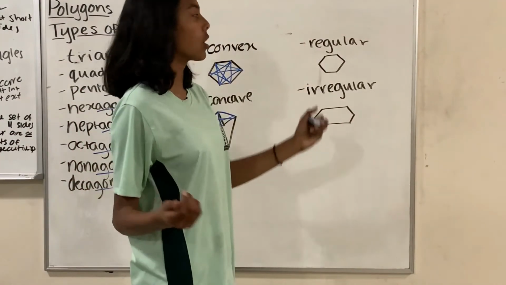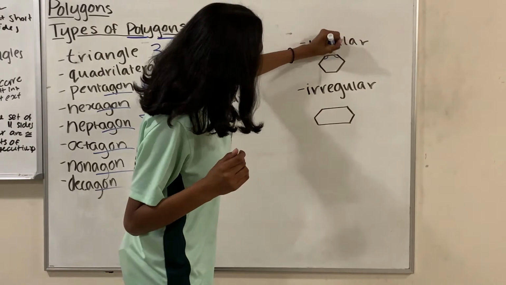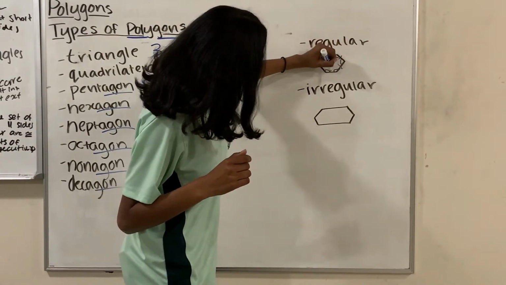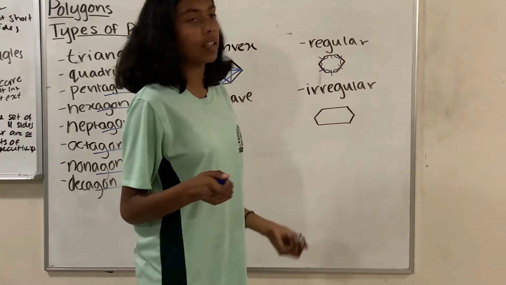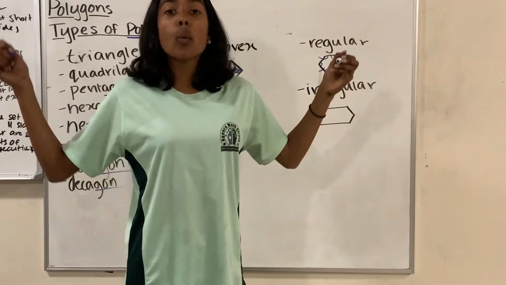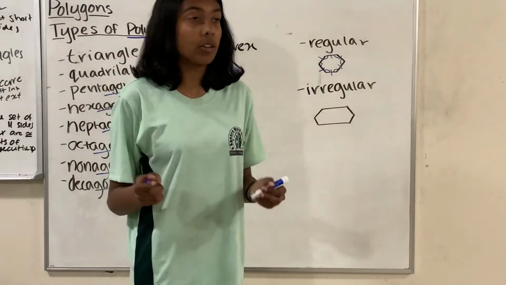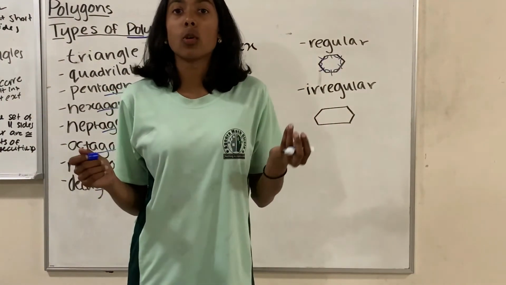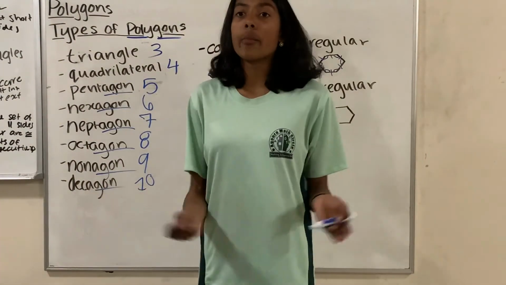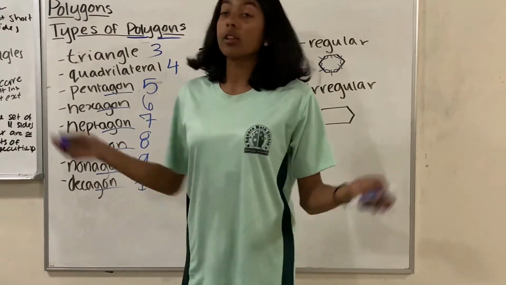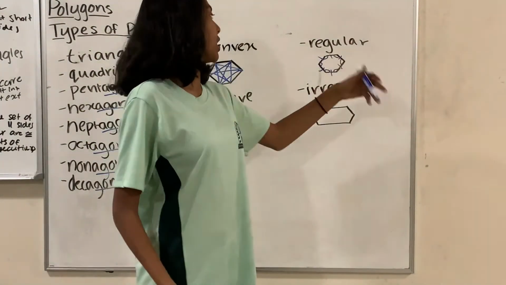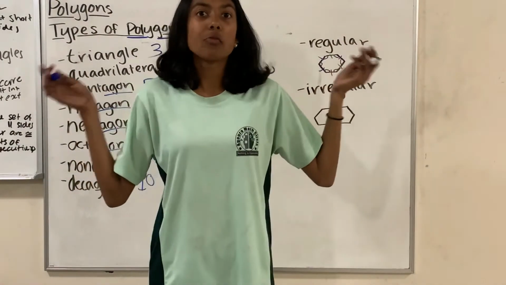In a regular polygon, all angles are equal and all sides are equal. That's why it's called regular. An example of a regular polygon is a square or an equilateral triangle. There are no special names for regular pentagons, hexagons, and so on. We just call them a regular octagon, a regular hexagon. And then irregular basically means not regular.